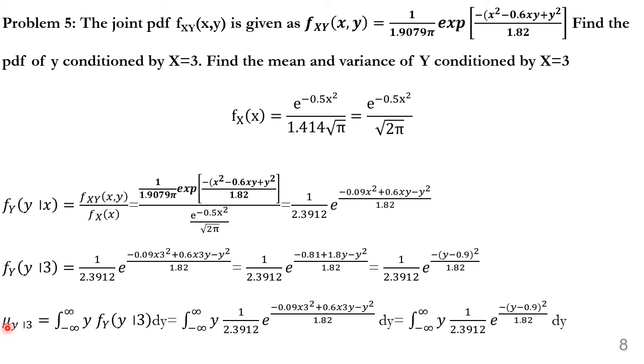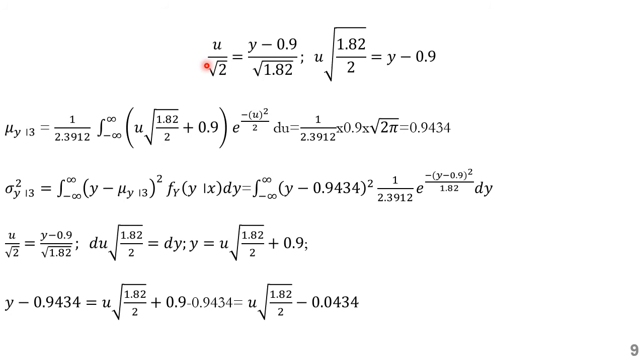So therefore we can write mu of y given 3 is equal to integral of y into f_Y(y given 3) dy. So when we integrate this, we can get the final answer. Let us write this as integral from minus infinity to infinity of y divided by 2.392 e to the power minus (y minus 0.9) whole square divided by 1.82 dy. Let u by root 2 be given by y minus 0.9 divided by root of 1.82. Simplification gives us u into root of 1.82 divided by 2 is equal to y minus 0.9. So let us make the substitution and then integrate.